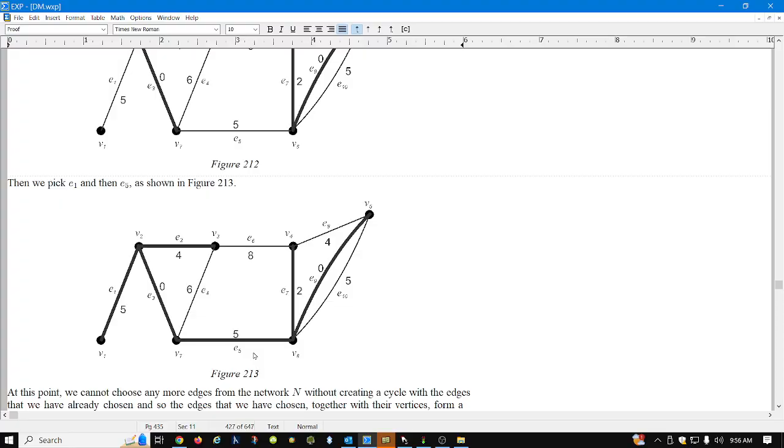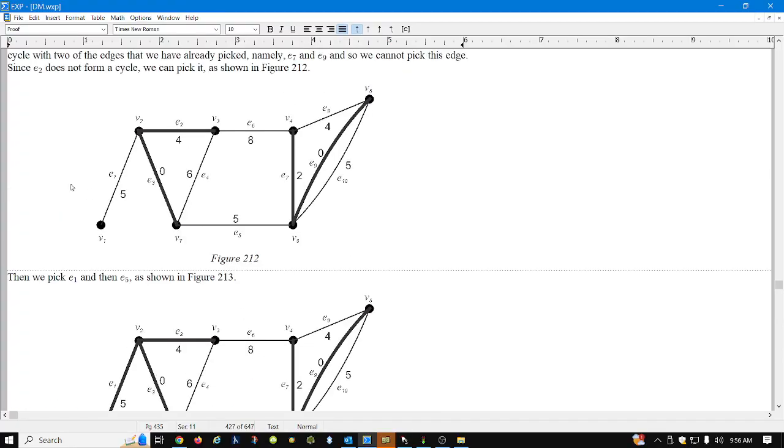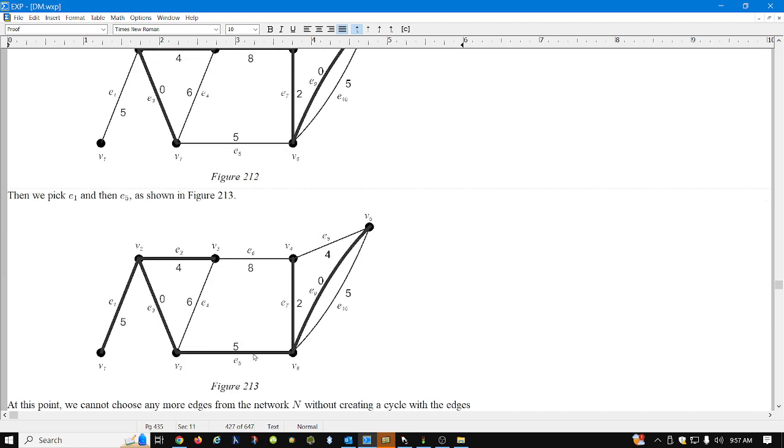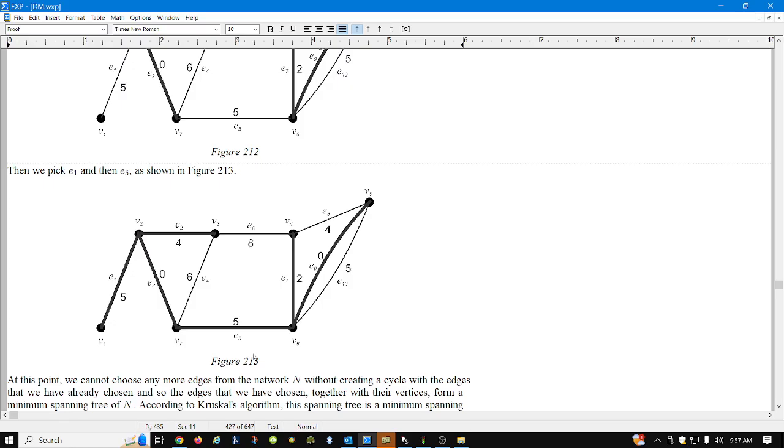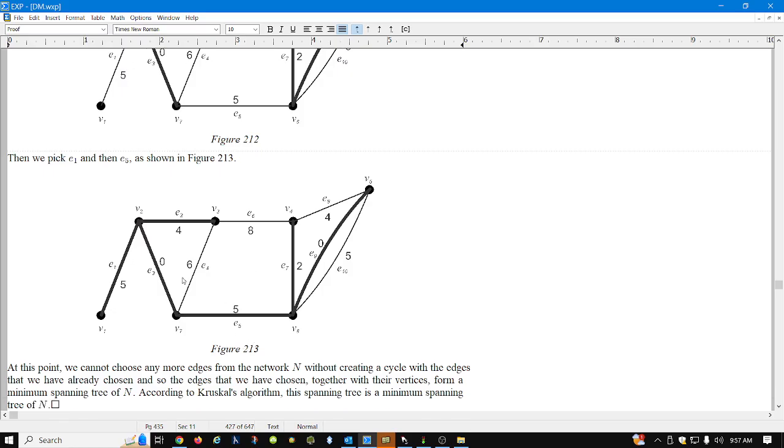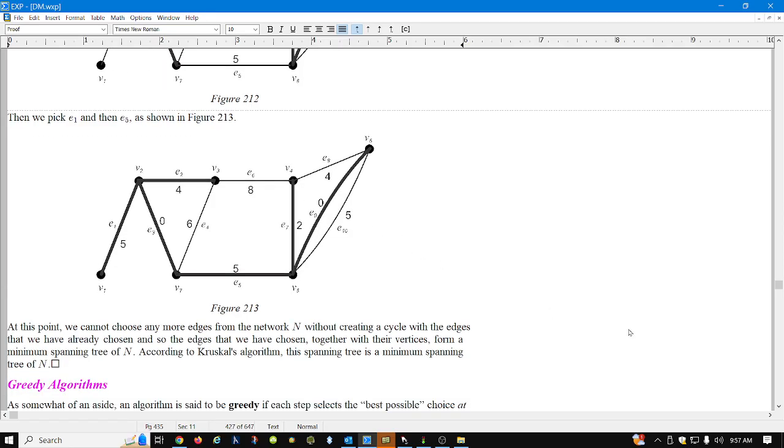So, I guess I had 2 more steps to go. I picked both of these 2 edges of weight 5, one at a time. Now we can't pick any more edges without forming a cycle. So we're done. And this is, in fact, a minimum weight spanning tree. You can add up the weights if you want, and we're done.